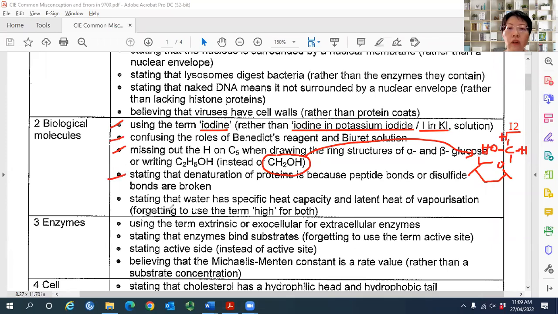State that denaturation of protein is because peptide bonds or disulfide bonds are broken. No, the protein is denatured because the cross links between the R groups are broken. The tertiary structure of protein has a lot of cross links, the 4 types of cross links. When the cross links, a few types or even one type of cross link, are broken, then the protein will change shape.